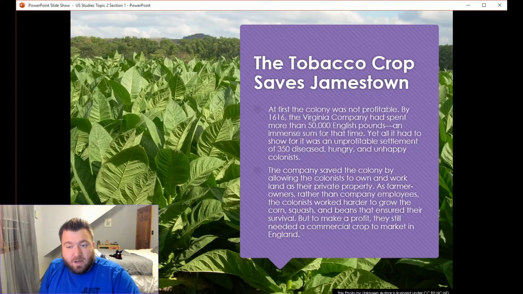The company saved the colony by allowing the colonists to own and work land as their private property. As farmer owners rather than company employees, the colonists worked harder to grow the corn, squash, and beans that ensured their survival. But to make a profit, they still needed a commercial crop to market in England. So they have this land, they have this colony, but it's not making any money.